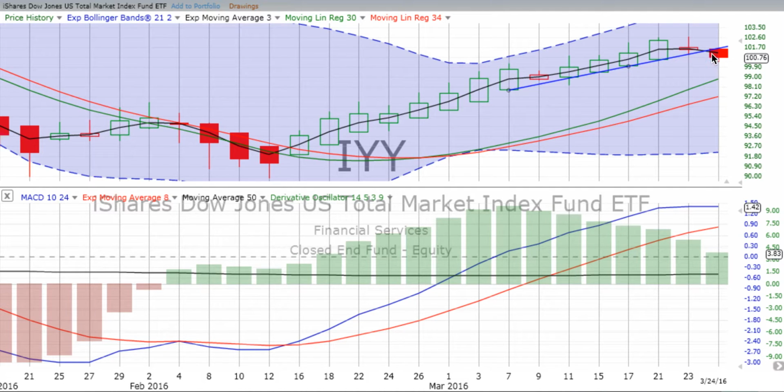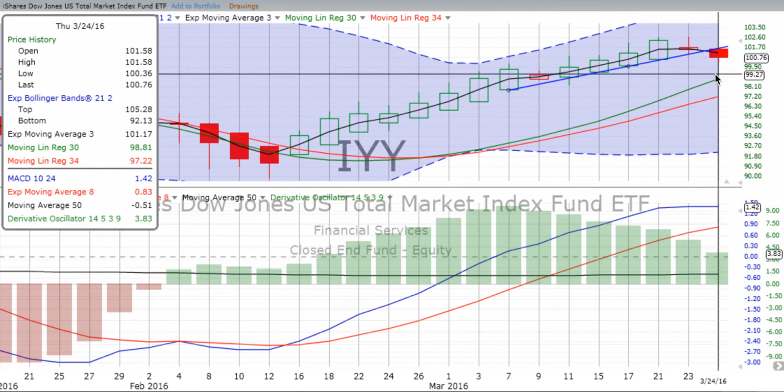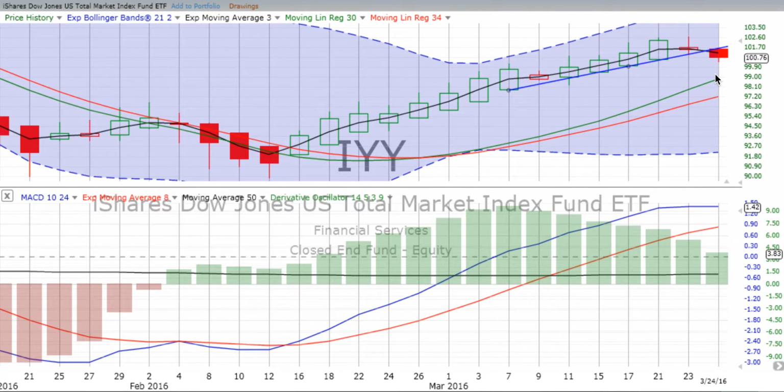We broke our two-day trend line as of Thursday, which was the last trading day of the shortened week with Good Friday on Friday. The markets are closed, but we saw the two-day candle trending down. Our derivative oscillator has been losing speed. Our MACD, the blue MACD line, is approaching the red signal line.